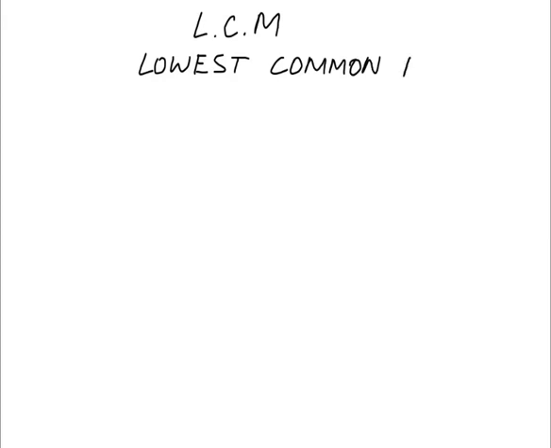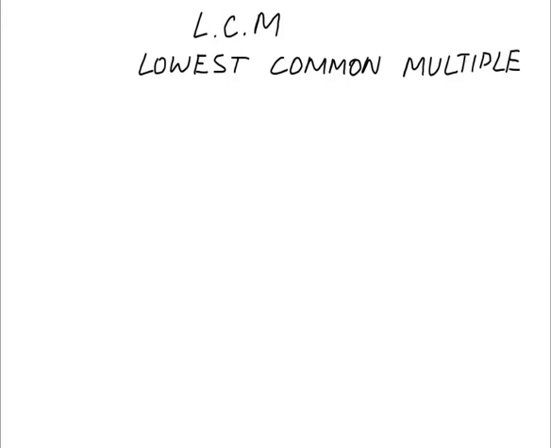So now the last part of the chapter is LCM, or lowest common multiple. So 3 words: lowest common multiple, or LCM. Lowest means smallest. Common means belonging to more than one person or more than one thing. And multiple, as I have already explained, multiples are numbers you get after multiplying any two numbers.